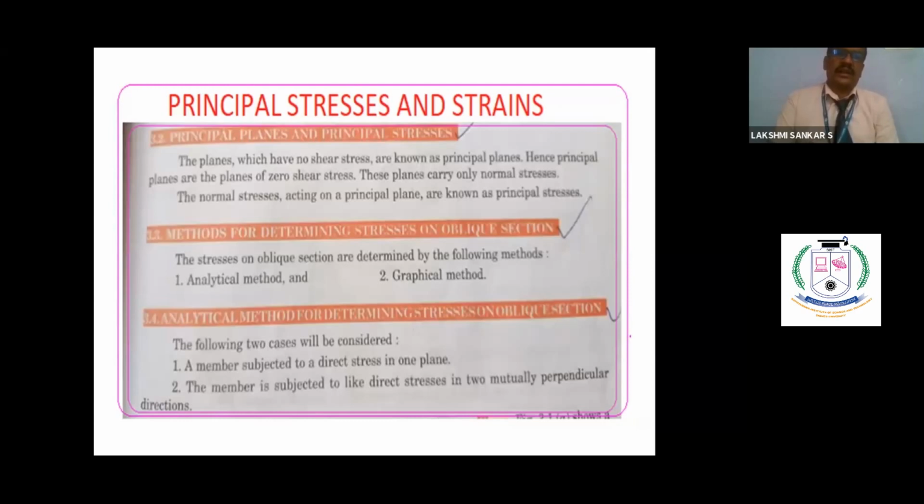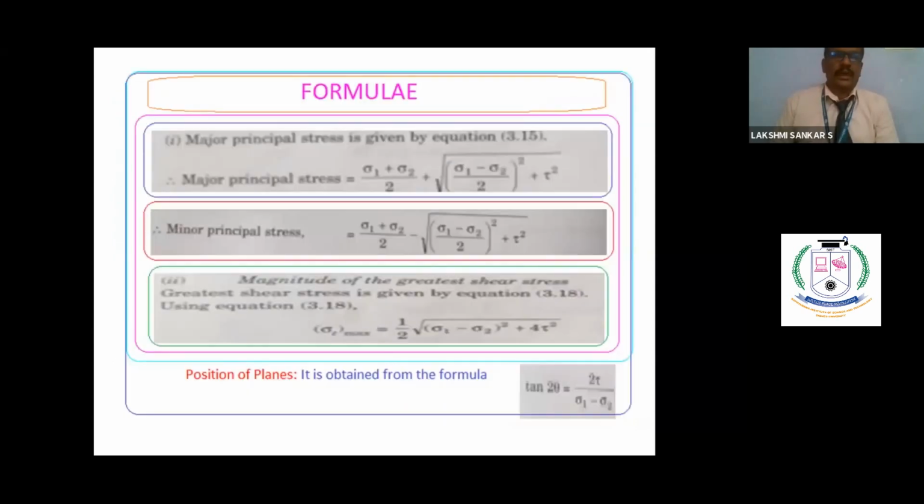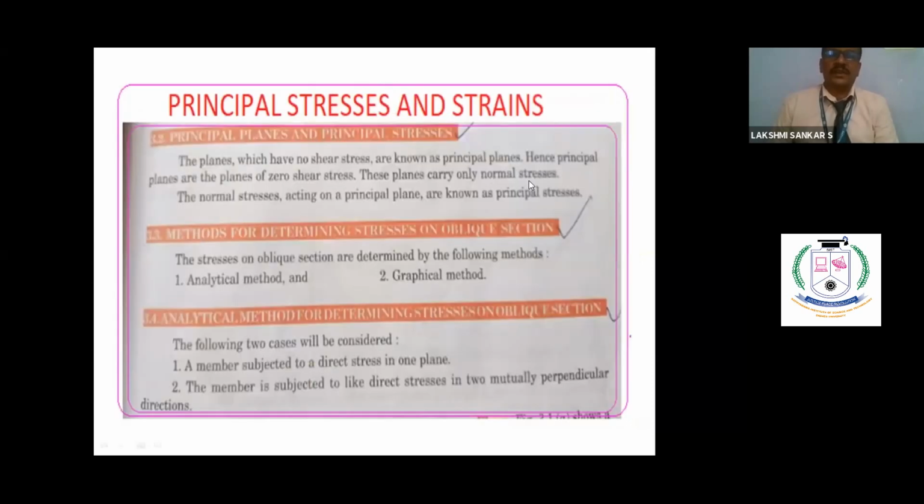Other than that, we try to connect any failure with particular stresses called principal stresses. The principal stresses are something that I will tell you. The planes which have no shear stress are known as principal planes. The corresponding planes are the planes of zero shear stress. The planes carry only normal stresses. The normal stresses are called the principal stresses.